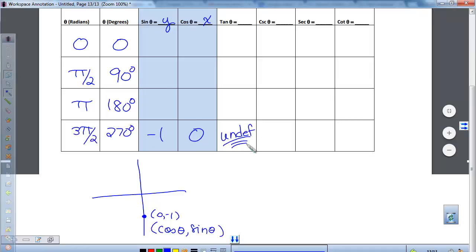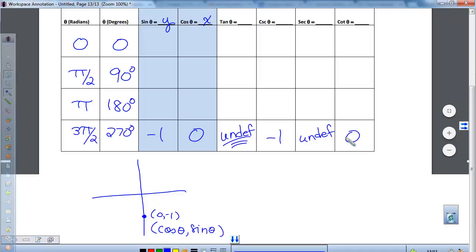Okay, all right. Cosecant is going to be -1. Cosecant is the reciprocal of sine. And then secant is going to be undefined. And then cotangent will be 0. Cotangent would be cosine over sine. 0 over -1 is 0.